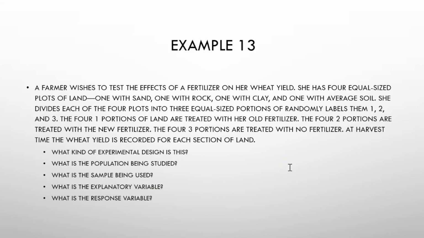Okay, a farmer wishes to test the effects of a fertilizer on her wheat field. She has 4 equal-sized plots of land, one with sand, one with rock, one with clay, and one with average soil, so a mix of those 3, I should say. She divides each of the 4 plots into 3 equal-sized portions of land and randomly labels them 1, 2, and 3. The 1 portions of the land are treated with her old fertilizer, so that's like her control group to see what's already been happening. The 2 portions are treated with the new fertilizer. The 3 portions are treated with no fertilizer. At harvest time, the wheat yield is recorded for each of these sections of land.